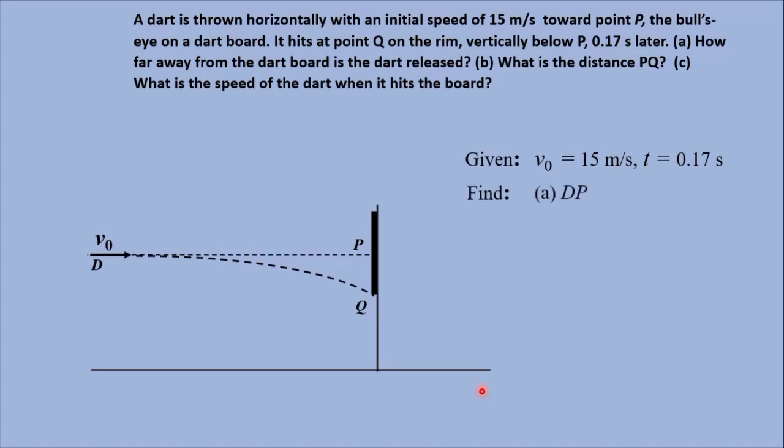First, find the distance between dart and board at the initial moment, dp. Find distance pq, and find the speed of the dart when it hits the board.